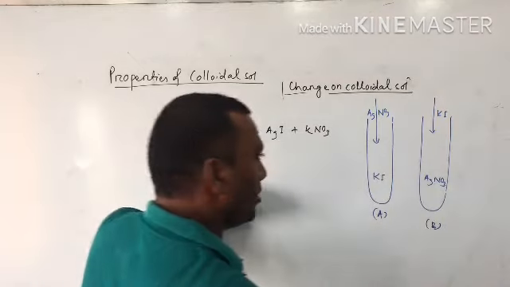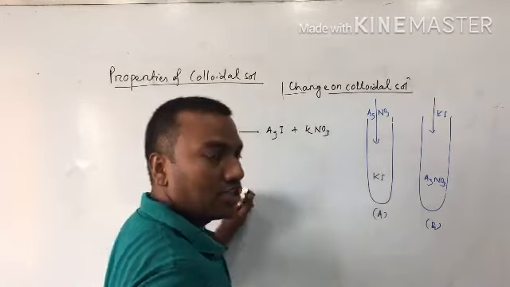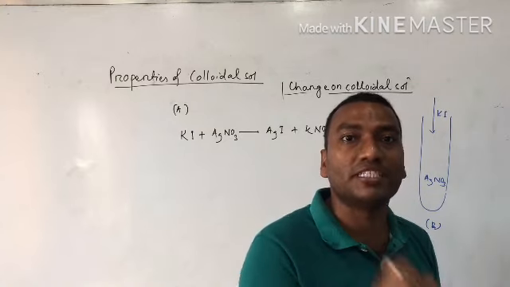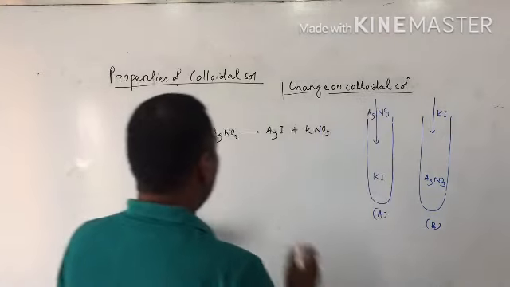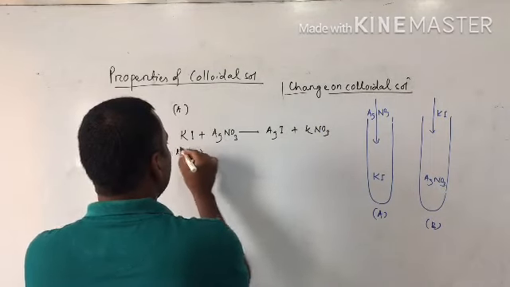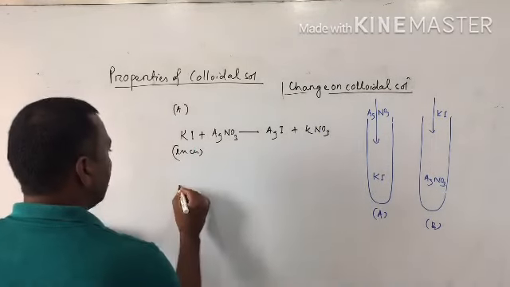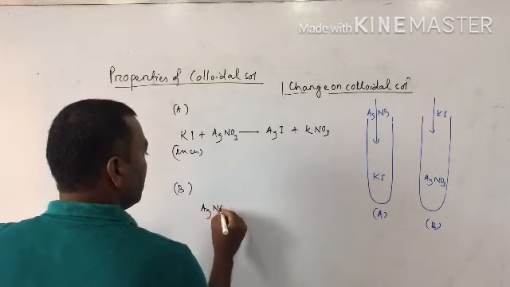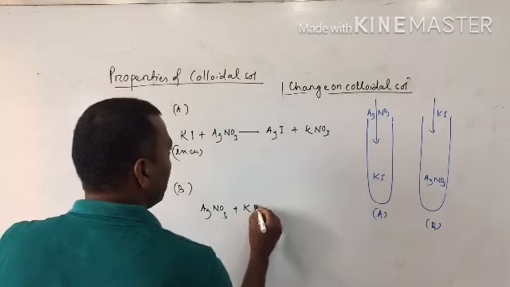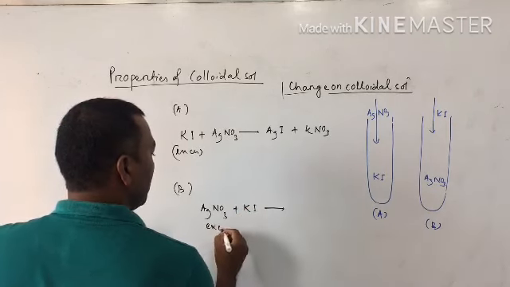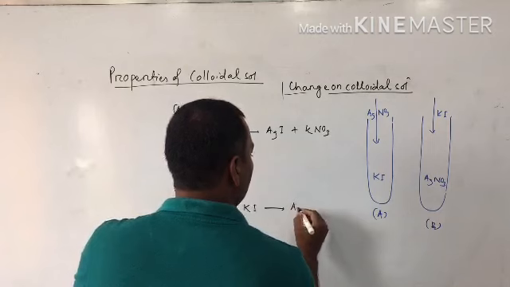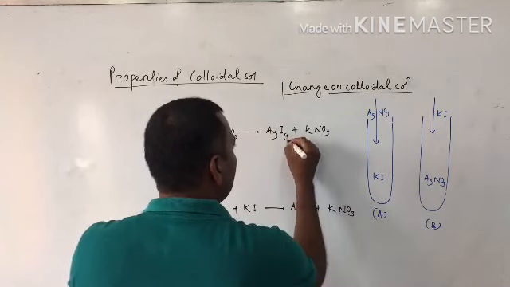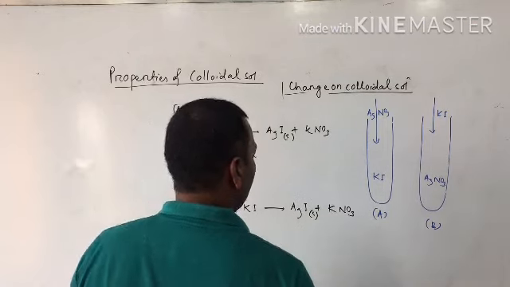And you always remember, the substance which is present inside the test tube is always in maximum amount, in excess. So here KI is in excess. Similarly, in test tube B, AgNO3 is in excess when KI is added, so it also gives AgI plus KNO3. And we know AgI is the solid precipitate.